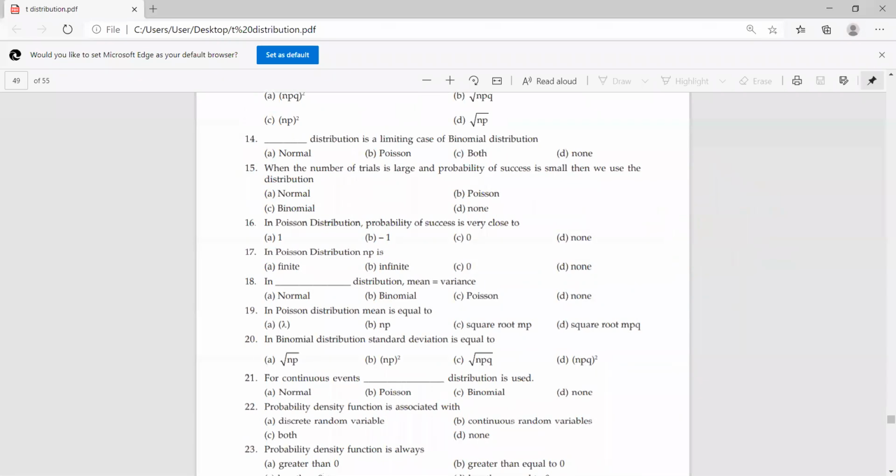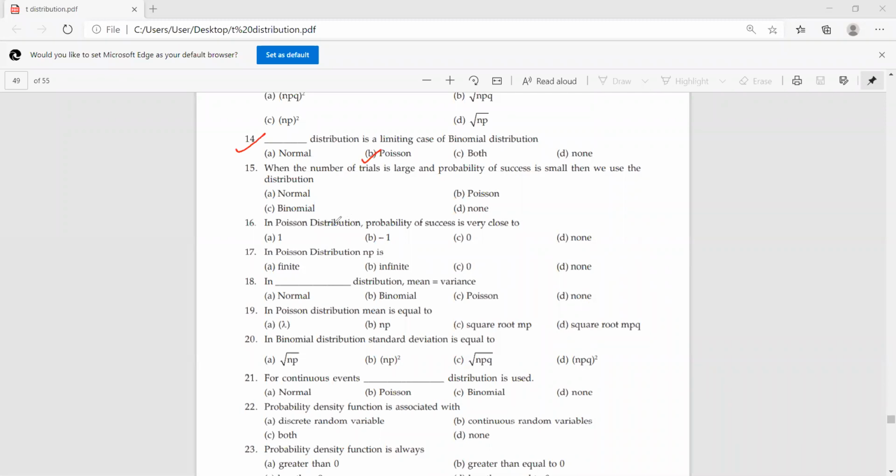14th. Dash distribution is the limiting form of binomial distribution. It will be Poisson. When the number of trials is large and the probability of success is small, then we use which type of distribution? Everybody should know this.